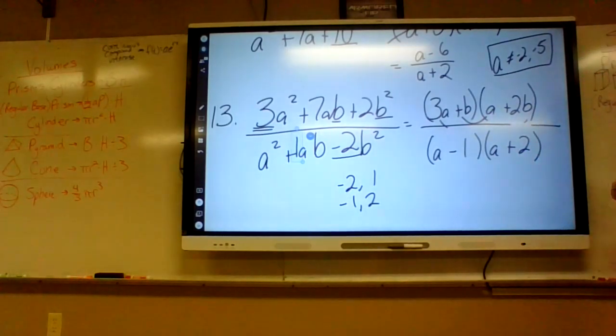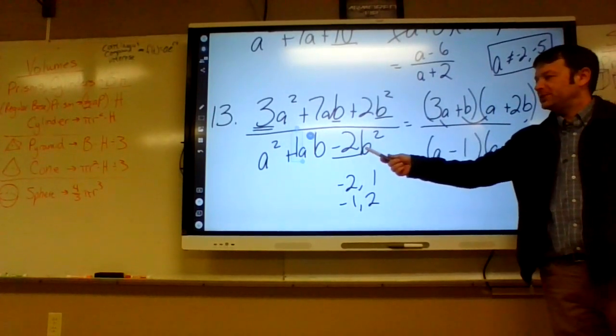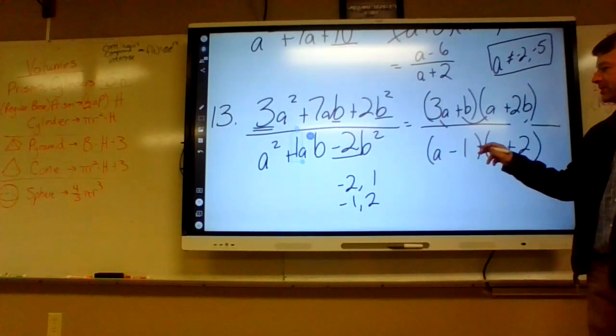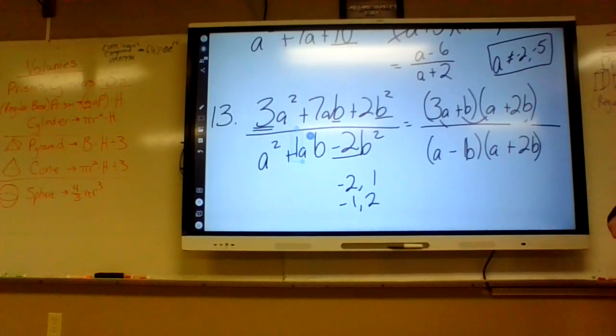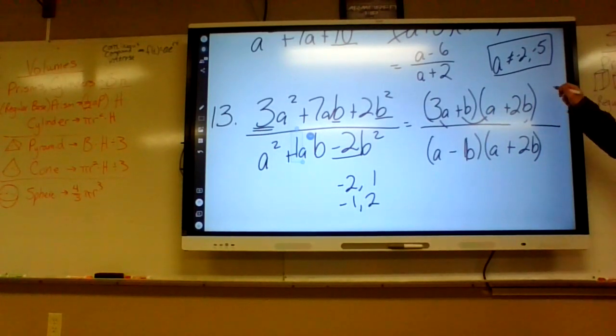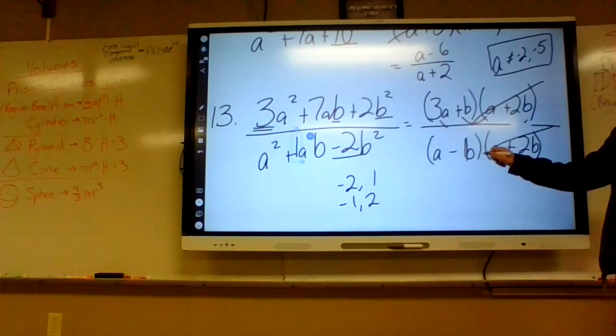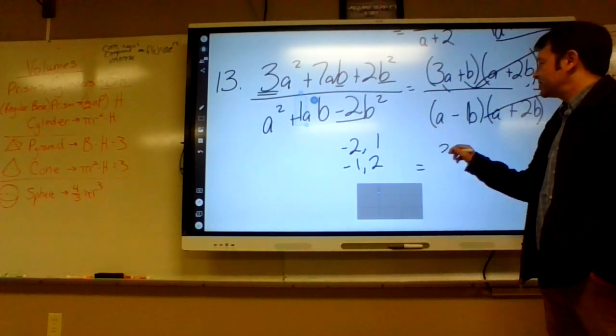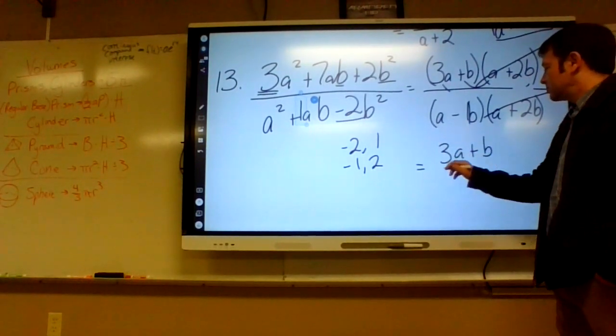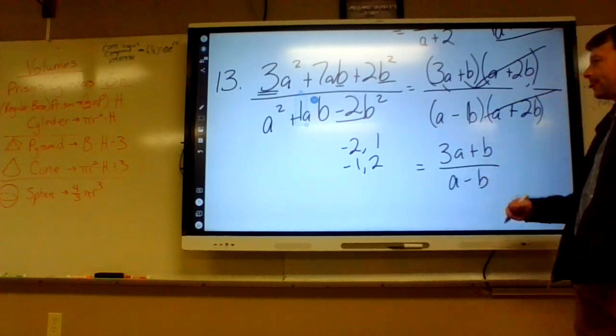What did I do wrong? Yeah, that doesn't add up. It was b squared, not just negative 2. It's negative 2b squared. So this should be negative 1b, or negative b, and 2b. Does anything cancel out? Yeah, little hint, something will always cancel out in these problems. So if you don't find anything, you missed something. The plus 2b's cancel out. So the final answer is 3a plus b over a minus b.